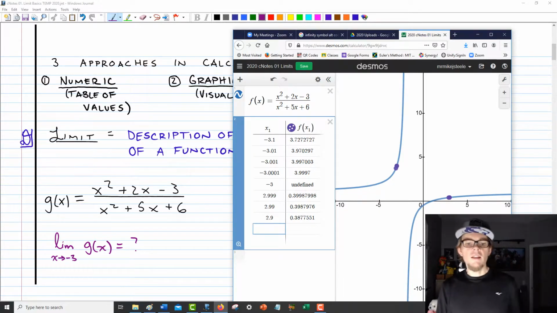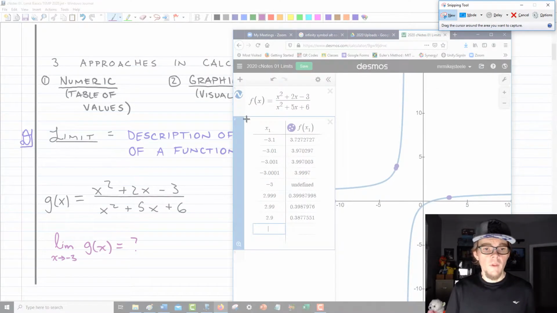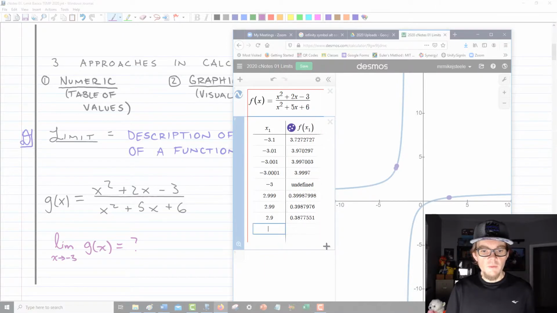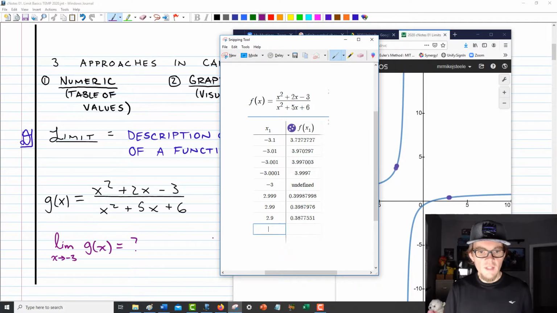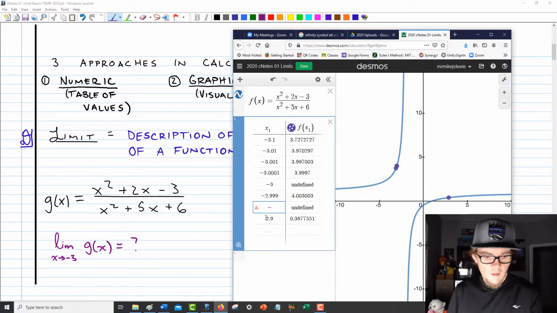Basically what we've got here, ignoring this last part of the table, is a table of values that describes for us numerically what's actually happening with this function. It's telling us that as we examine the behavior around x equals negative 3, it appears, oh, I forgot something. Oh man, this is embarrassing. There we go, much better.